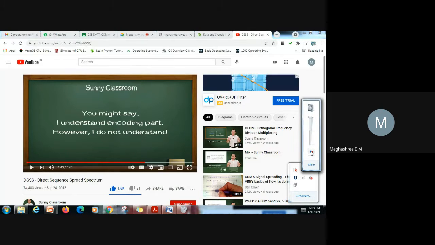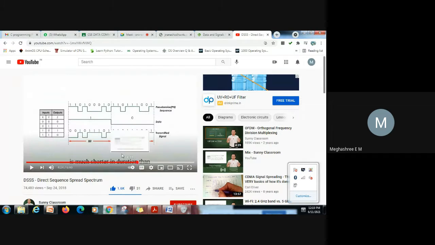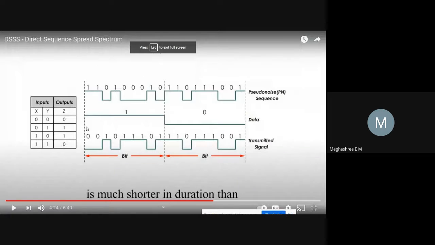Yeah, that is all about DSSS. Okay, so here you can see this is the data that you want to send. The bandwidth needs to be expanded, right?